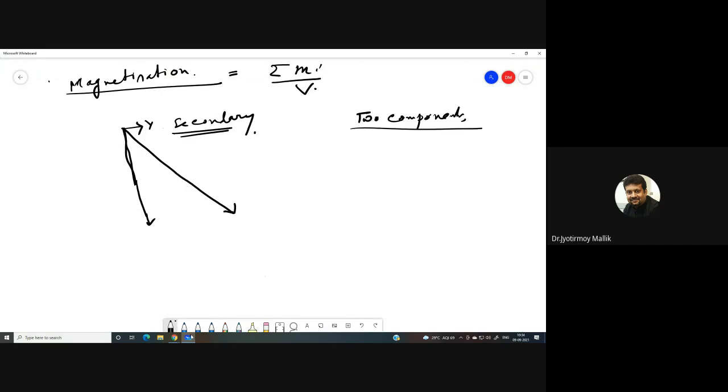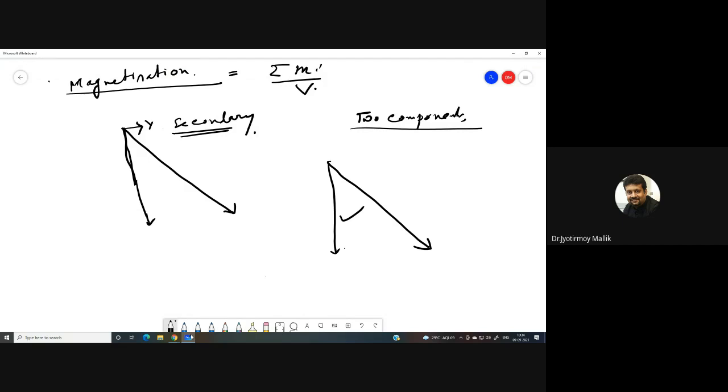But it can so happen that within a particular magnetization vector, my secondary magnetization is significant, and then I have my primary magnetization. In those cases, of course, I have to find a way to get rid of this secondary magnetization from the rock, so that I can study primary magnetization in a more robust way.